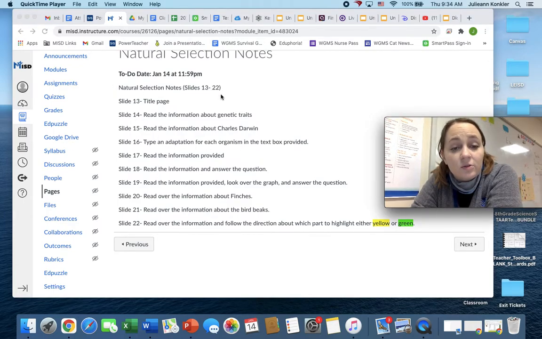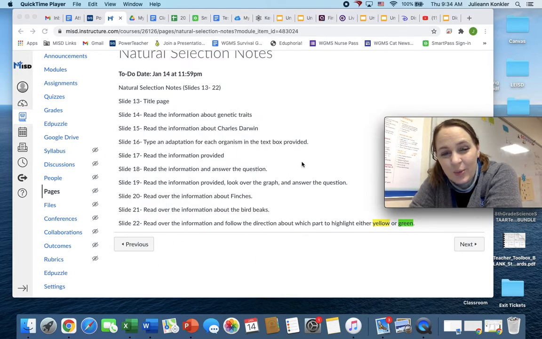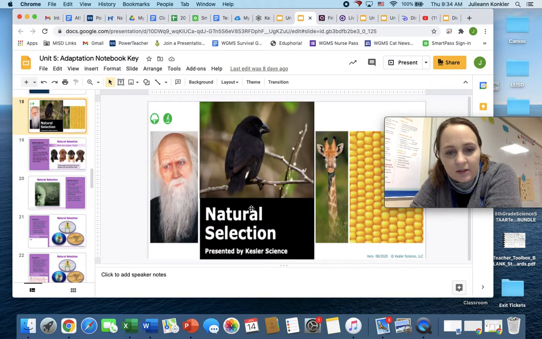Okay, so we have slides 13 through 22 in your Unit 5 Adaptations notebook. Remember, I grade notebooks. So 13 is our title page, 14 is information about genetic traits, and it tells you what I want you to do for each slide. 15 is about Charles Darwin. 16 is about adaptations. You're going to look at the picture, type in, and I'm going to show you in just a minute. So this, again, goes through everything I want you to do in your notebook, all the way to slide 22. So when we look at our notebook, it should look like this.